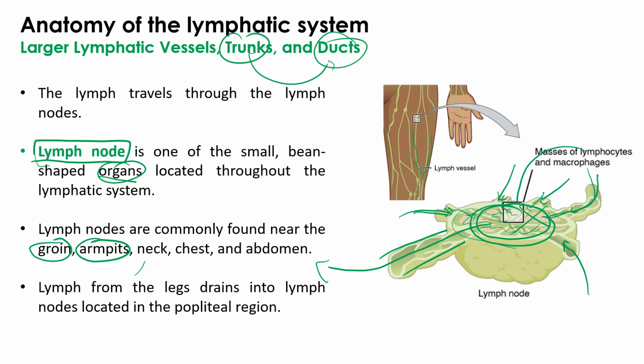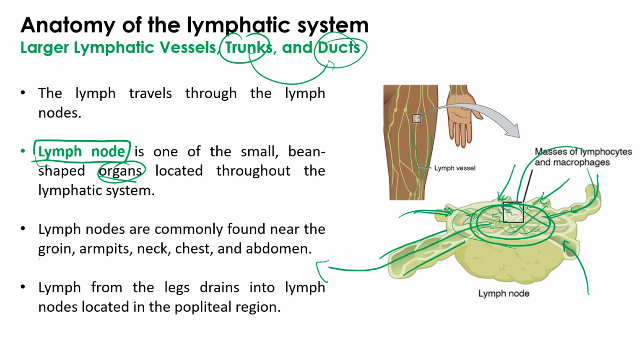We're going to see some of them in the chest, where we have the mediastinum, so mediastinal lymph nodes, and some in the abdomen, which you're going to learn in detail for your lab. But just keep in mind those groups of lymph node regions.